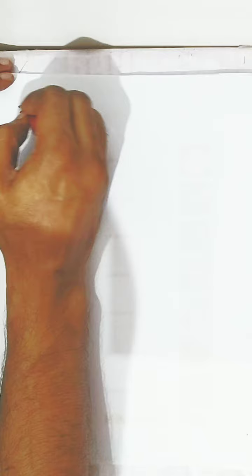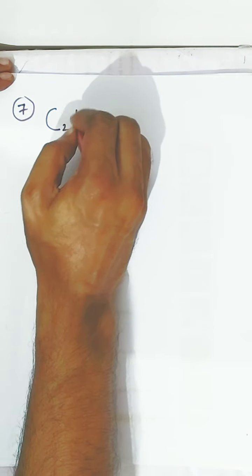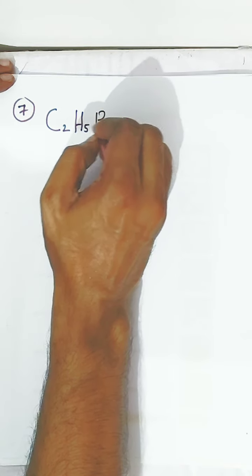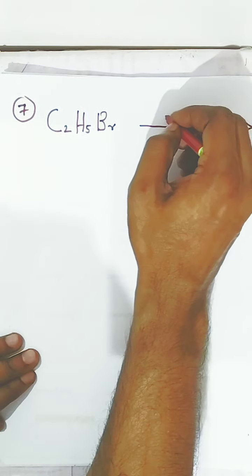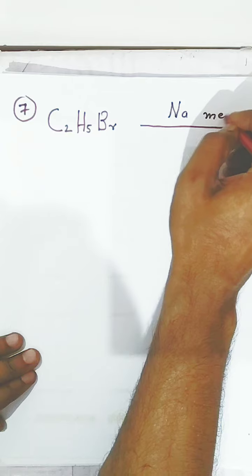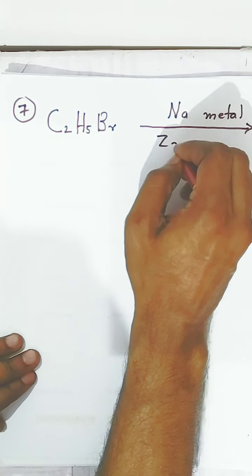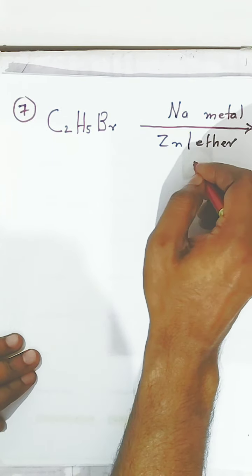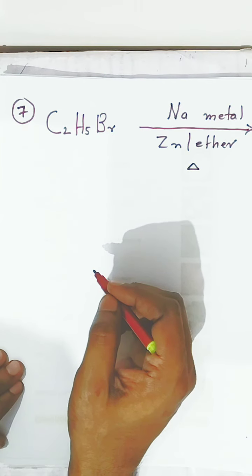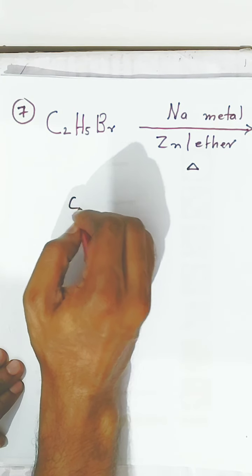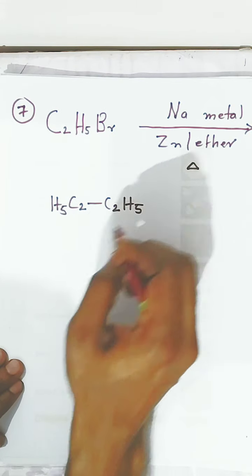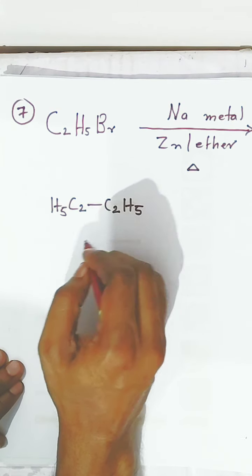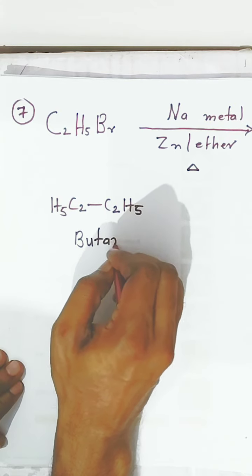Now the seventh reaction, students. You have ethyl bromide, the simplest alkyl halide. Now in that you are adding sodium. If you add sodium metal or zinc in the presence of ether and heat it, what happens students? You will get an alkane, C2H5-C2H5, that is you are getting an alkane. Here it is butane. Higher alkanes you can get.